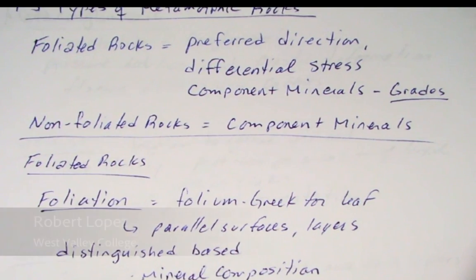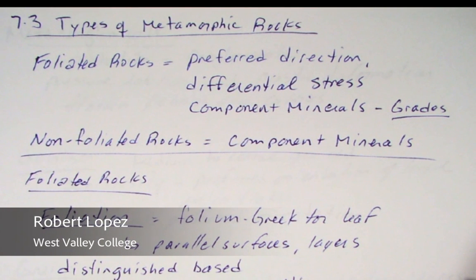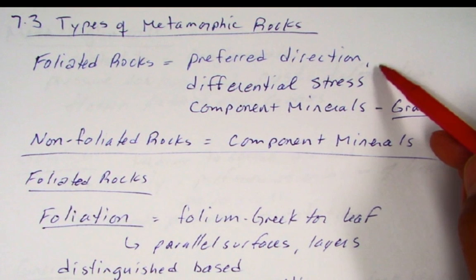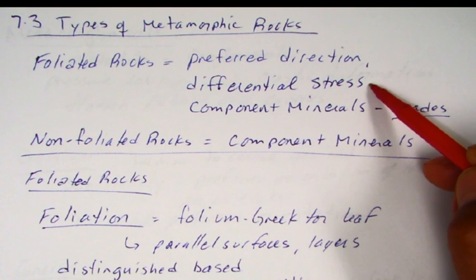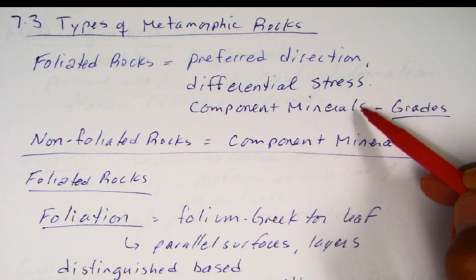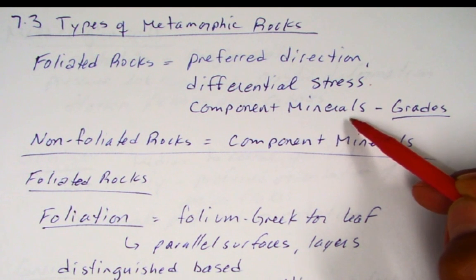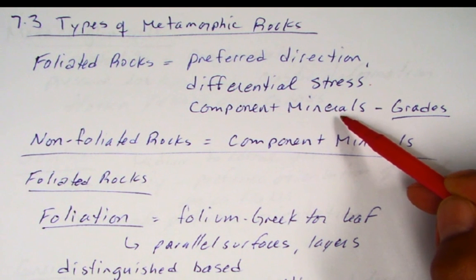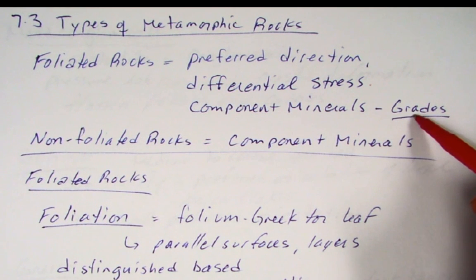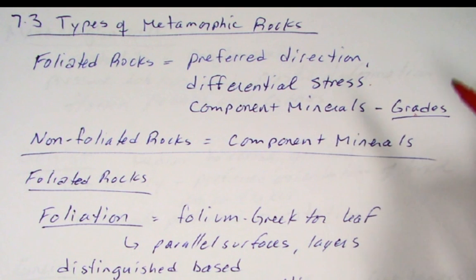Now let's look at these types of metamorphic rocks. So we're going to break them down into two fundamental groups. The foliated rocks, which are going to have that preferred direction. Usually there's some differential stress involved. And also the minerals will help us identify what happens, because we're going to differentiate between schist and gneiss. Usually the minerals will be different because higher temperature minerals will form in the gneiss, whereas lower temperature minerals will form in the schist, right?